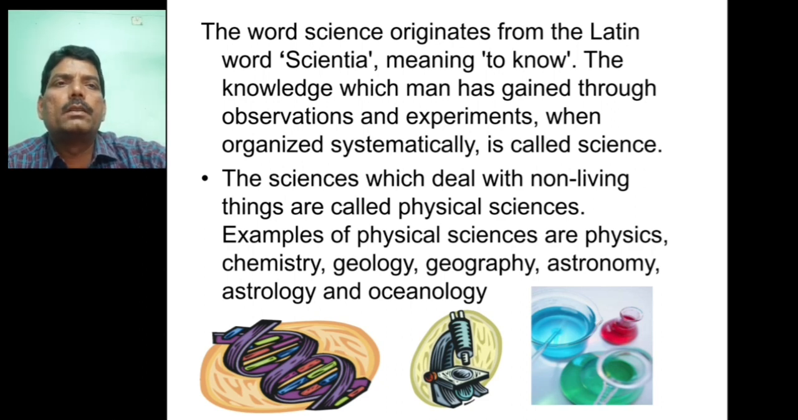The knowledge which man has gained through observations and experiments, when organized systematically, is called science. That means in science you should have knowledge that comes from observations and experiments, and it has been organized systematically. The science which deals with non-living things is called the physical sciences. Examples of physical sciences are physics, chemistry, geology, geography, astronomy, astrology and oceanology.